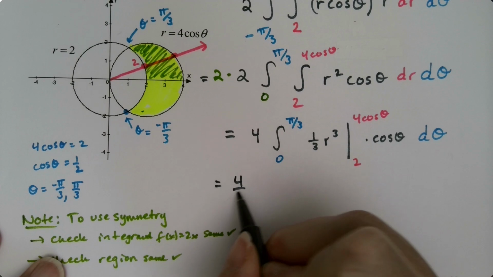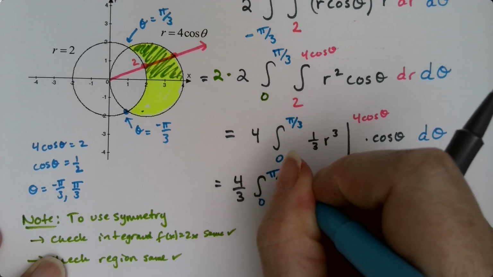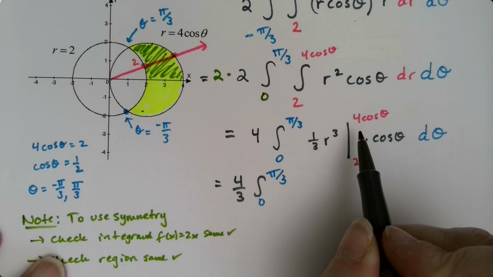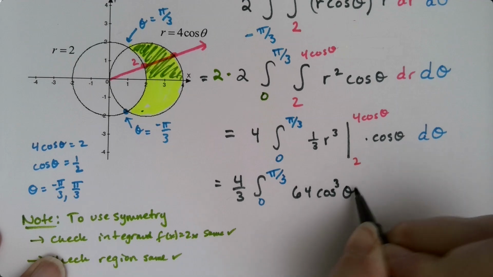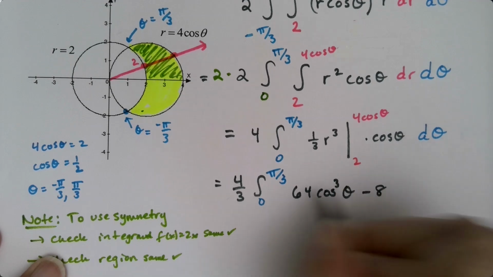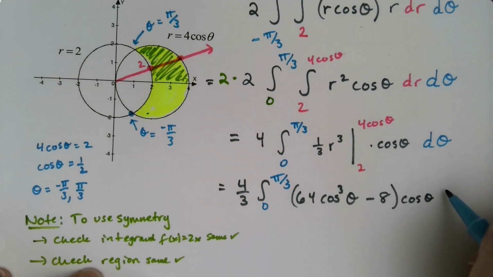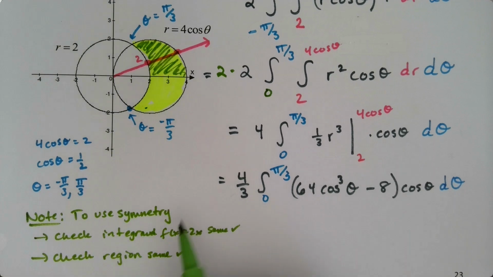So this is 4/3 out in front from 0 to pi over 3. And then this becomes 4 to the third, which is 64. 64 cosine cubed theta minus 8. All times the cosine of theta d theta. And we're going to make Maple do that. We are not going to do that. All right, so let me kind of segment this off.